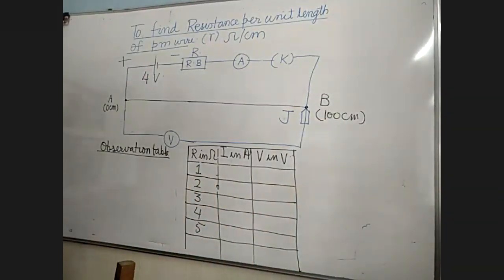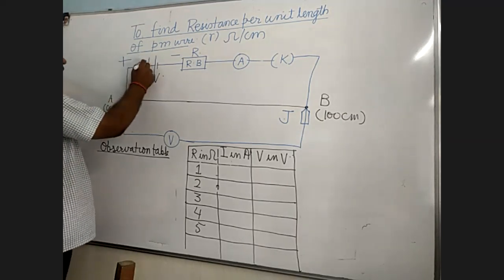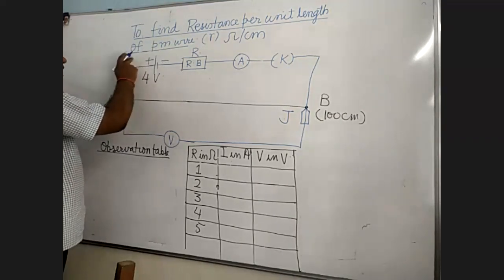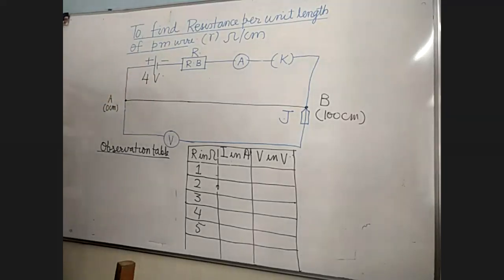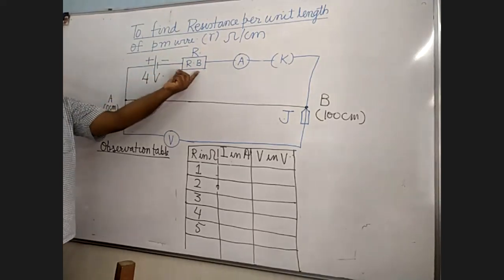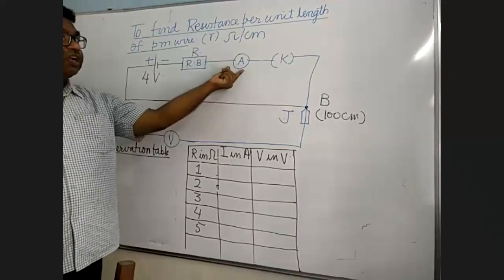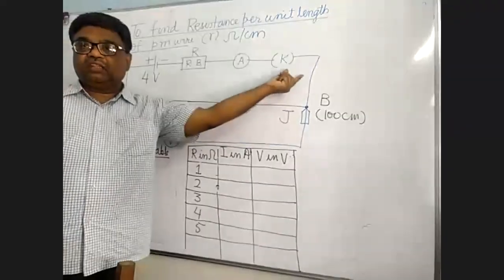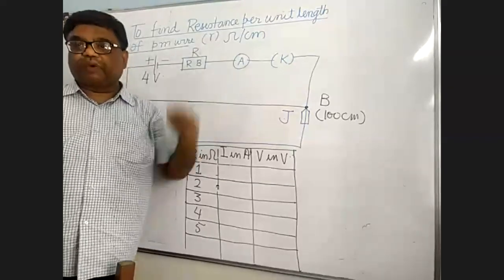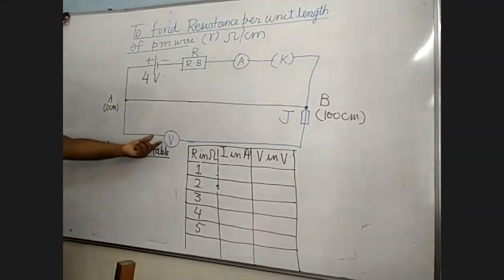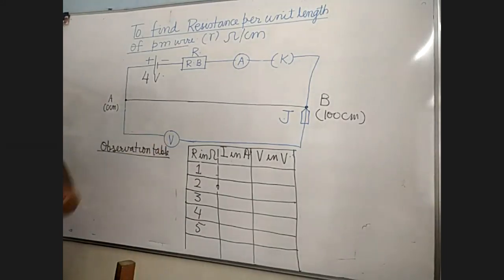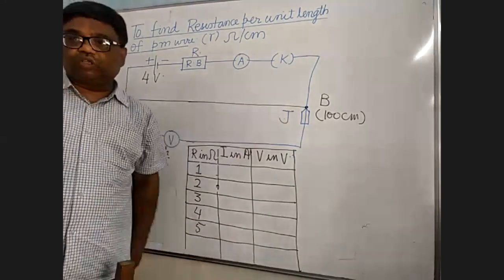So you can see now. Here this is the positive terminal of the battery and this is negative. Current will come out from the positive terminal. This is the eliminator which we will set at 4 volt. This is the resistance box which is symbolized by capital R. This is the ammeter which is symbolized by A. This is the plug key which is symbolized by K. And this voltmeter is symbolized by V, and this is the jockey which is symbolized by J.